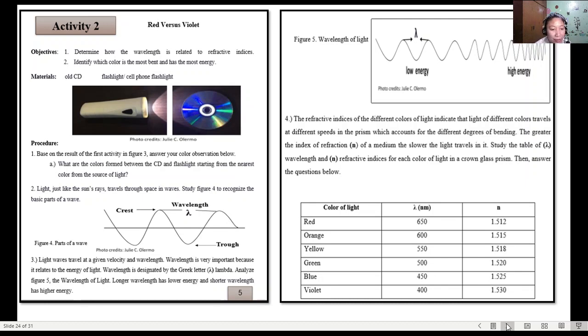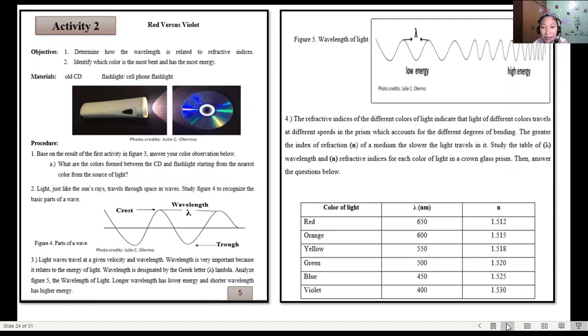It says here, in figure number 4, number 3, light waves travel at a given velocity and wavelength. So wavelength is very important because it relates to energy. And in figure 5, you see here, lower energy from left to right, which becomes higher energy. So we have here, in number 4, the charts. Colors of light, nanometer, and refractive index.